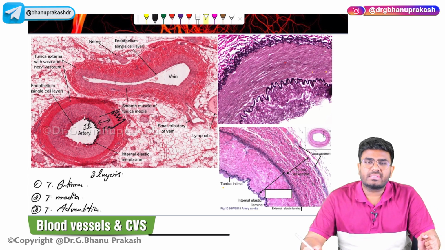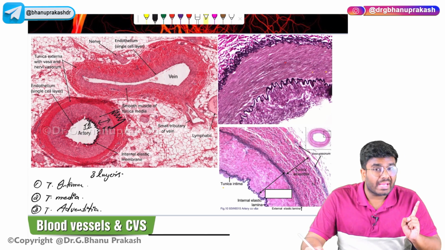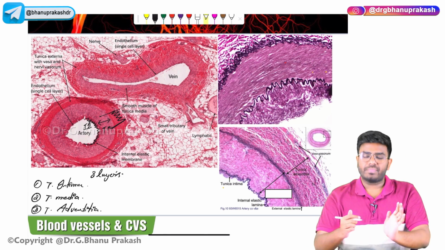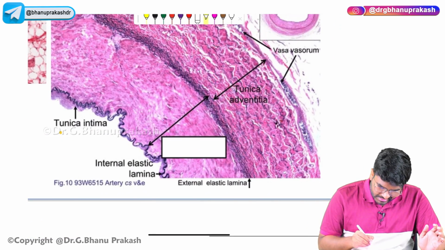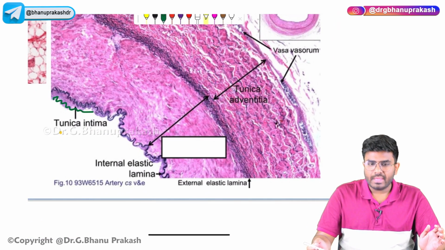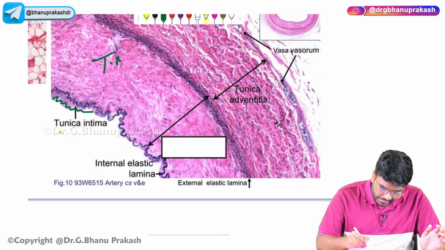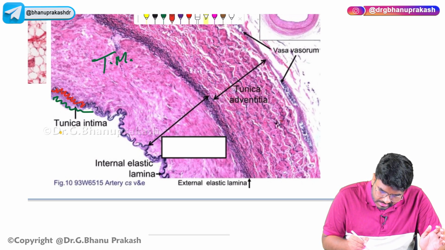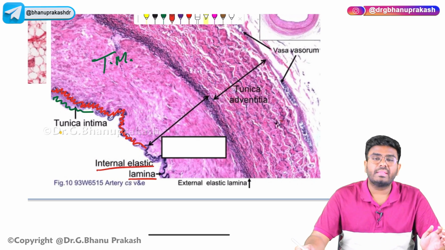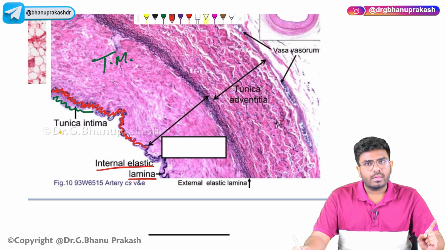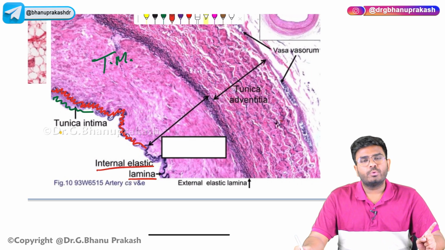Not only this, I want you to know that between the tunica intima and tunica media, in between them, there is a wavy band of fibers. For example, you look here, this green one which I am highlighting is the tunica intima. In between the tunica intima and tunica media, there is a wavy band of fibers. Let me highlight it with the red color. This wavy band of fibers which I am showing over here is called the internal elastic lamina. So the internal elastic lamina is present between tunica intima and tunica media.